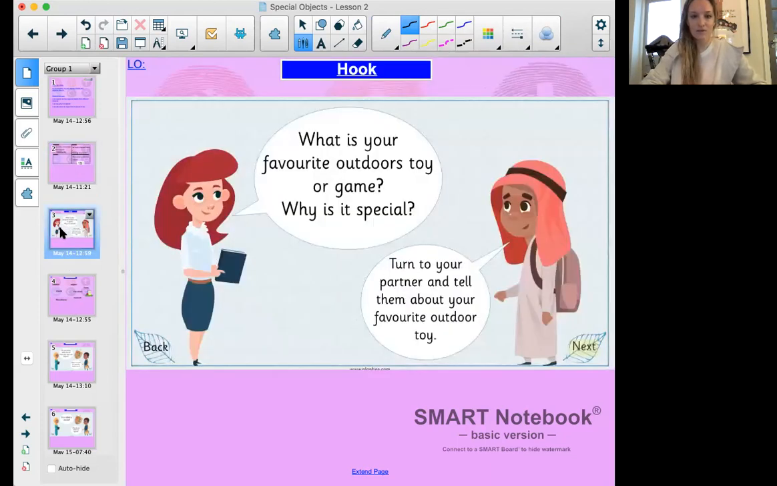Right, moving along. Okay, this is our big question of the day. So pause the video, have a think. You can write something down on a piece of paper. You can share it with a talk partner if you have a friend there working with you or a sibling, or you can share it with your learning buddy. Like we talked about last week, you can get one of your toys or stuffed animals to have as your talk partner when you're doing your home learning. So what is your favorite outdoor game or toy? And why is it special to you? And I can't wait to hear some of your ideas when you send in your work from today.